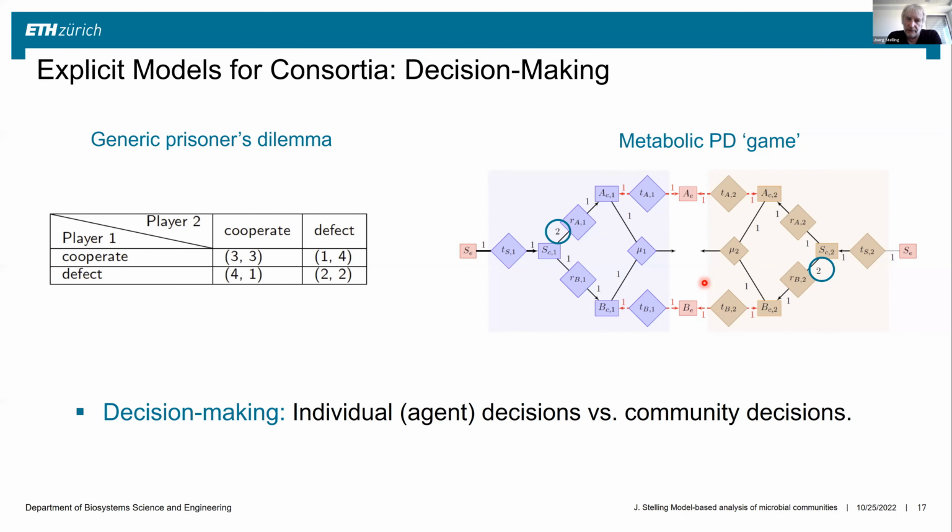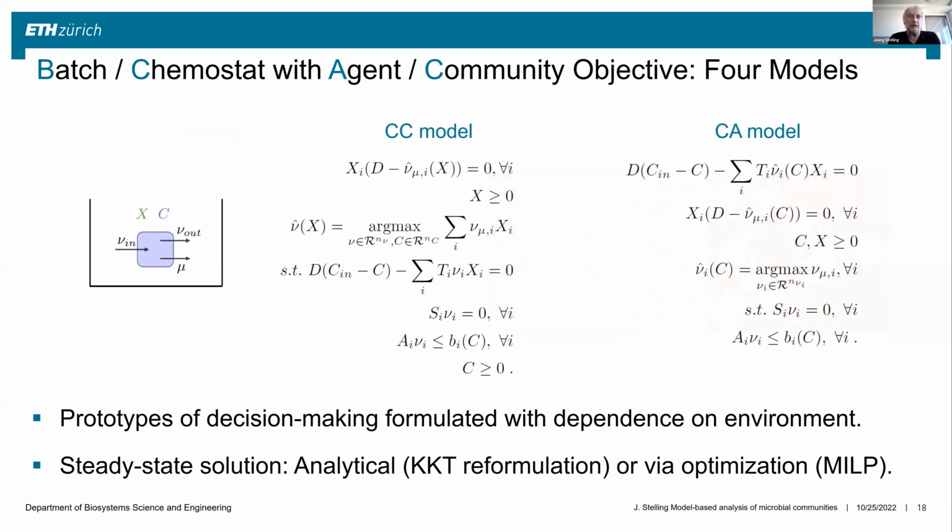But then the question is, do we have decision-making essentially at the level of the community, which we would then expect to lead to this optimum, or the individual or agent decisions, which in most cases would lead to this defective suboptimum. So we try to formalize this now in the metabolic context, and also in the view of these two different environments, batch, which is B, and C is for chemostat. I'll show you only the chemostat models here because they're more interesting.